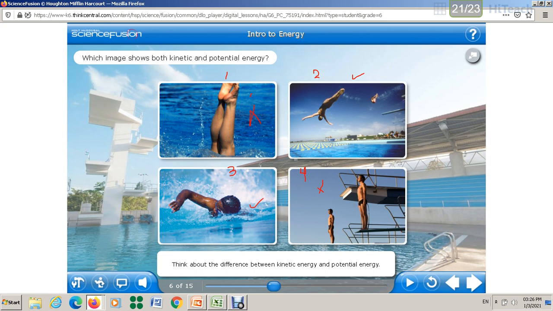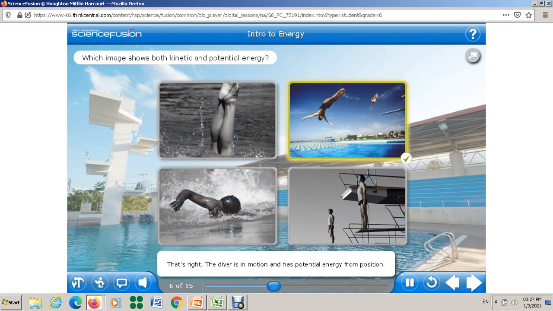What about this one? He has potential energy, gravitational potential energy. Number 3, he's only moving but at the bottom, so no potential energy. Here at the top, all of it is potential, no kinetic. Okay, which one has both? For sure, as you see, it is number 2. Let's check our answer if it's correct. That's right. The diver is in motion and has potential energy from position.